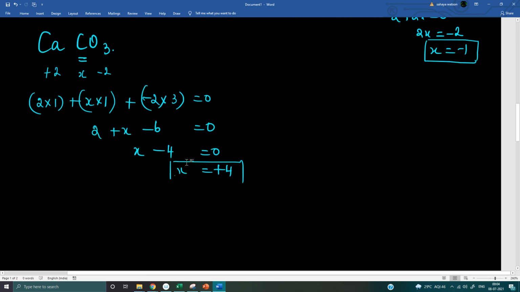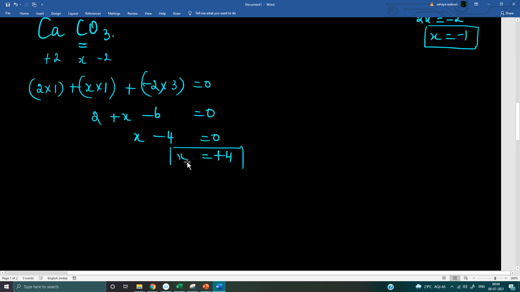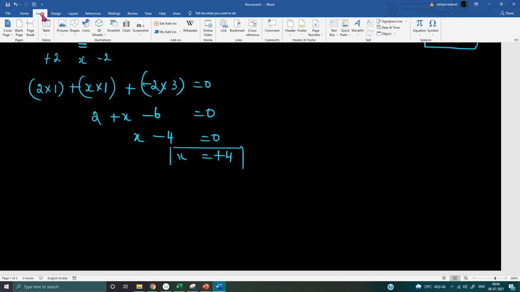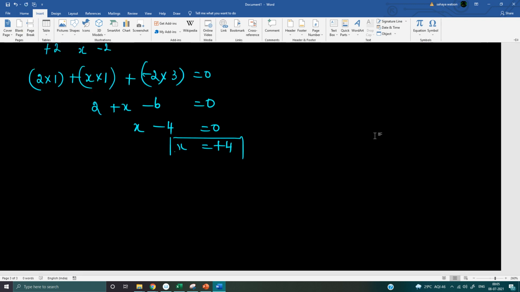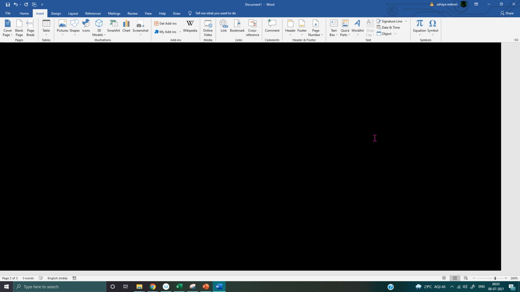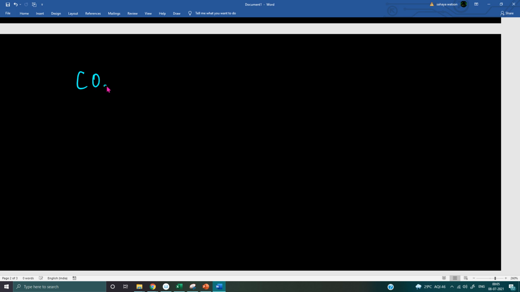Next I am going to show you an example. You must tell me what is the difference between the compounds we saw till now and what we are going to see now. So here I am taking CO3 2-.